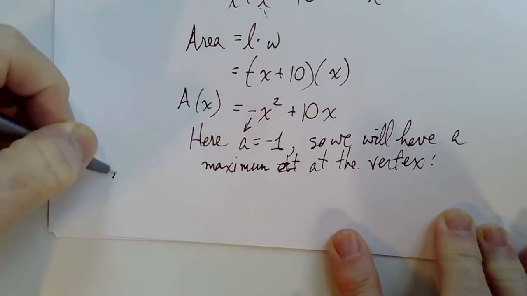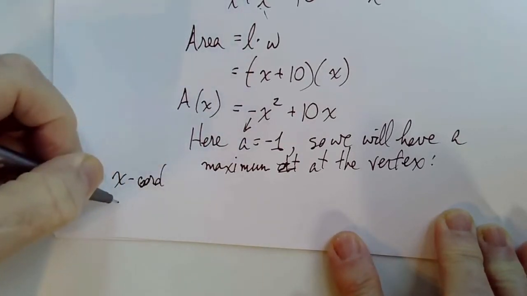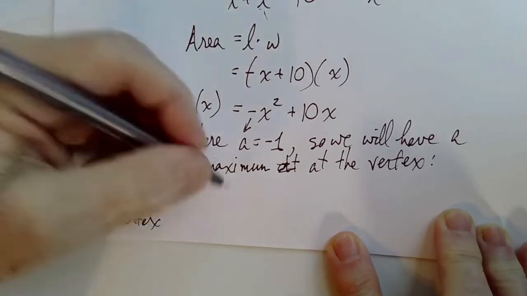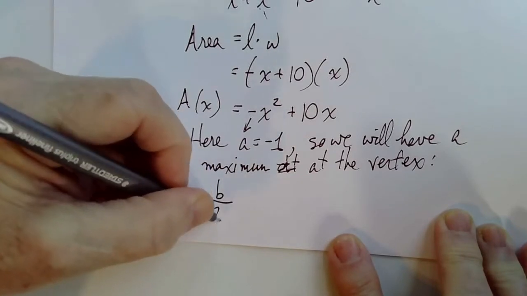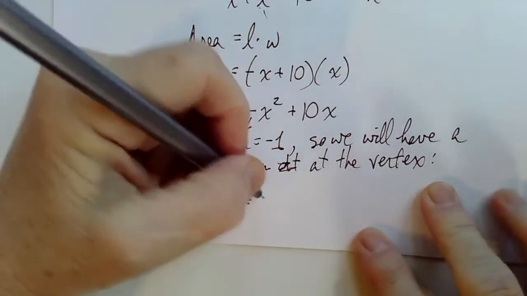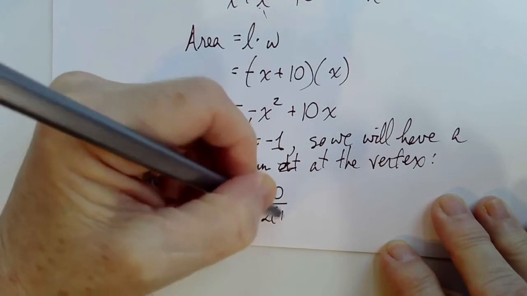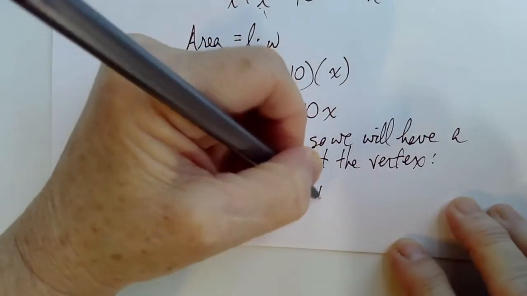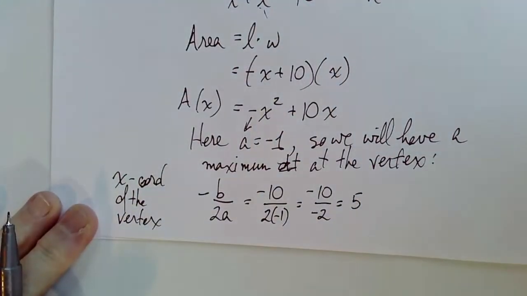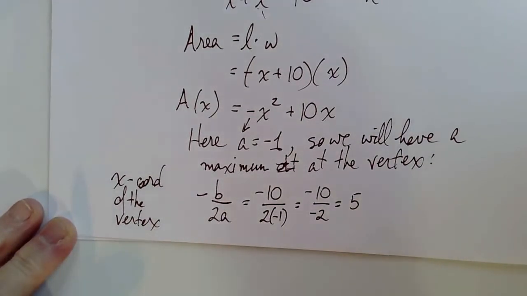I know that the X coordinate of the vertex is negative B divided by 2A. Let's see, B is 10. So negative 10 divided by 2 times A, where A is negative 1. That's negative 10 divided by negative 2, which is positive 5. This is the width that will give the largest area.